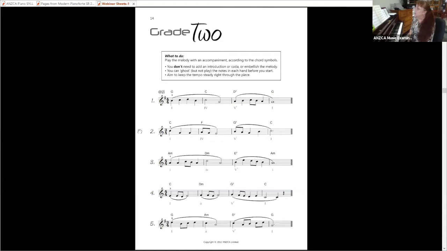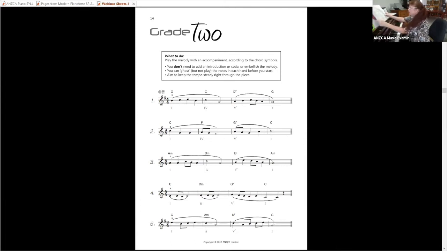It's 4 bars. Up the top it tells you what to do. Play the melody with an accompaniment according to the chord symbols. You don't need to add an introduction or coda or embellish the melody. You can ghost but not play the notes in each hand before you start. Aim to keep the tempo steady right through the piece. So they've already learned the chords. They've only got to sight read the 4 bars. Obviously, the examiner's got a different set of tests, but they're similar. If I've taught my student the chords and I just have to play the top, this is all I have to do. A little comment over here.